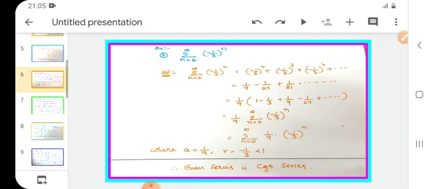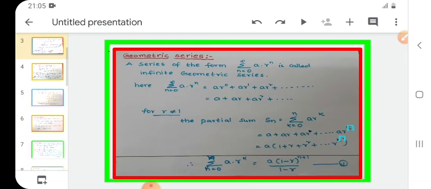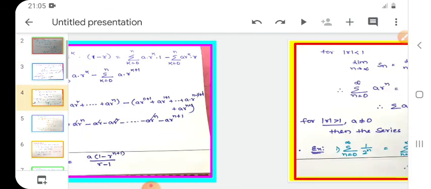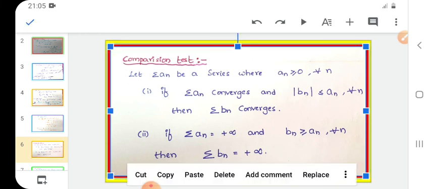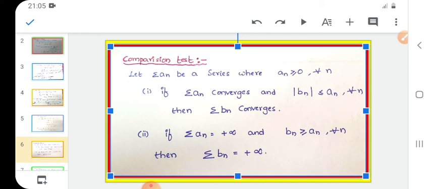Here we discussed 3 types of tests. One is geometric series, second is comparison test, third is p-series test. And we have some more methods to find whether the given series is convergent or not. We will discuss in the next video.